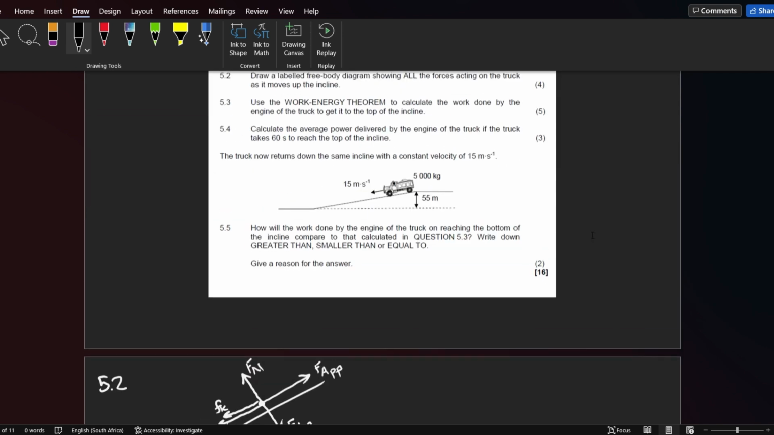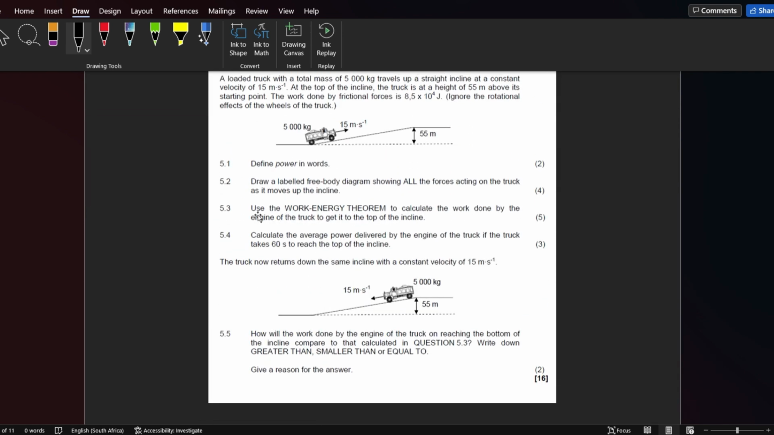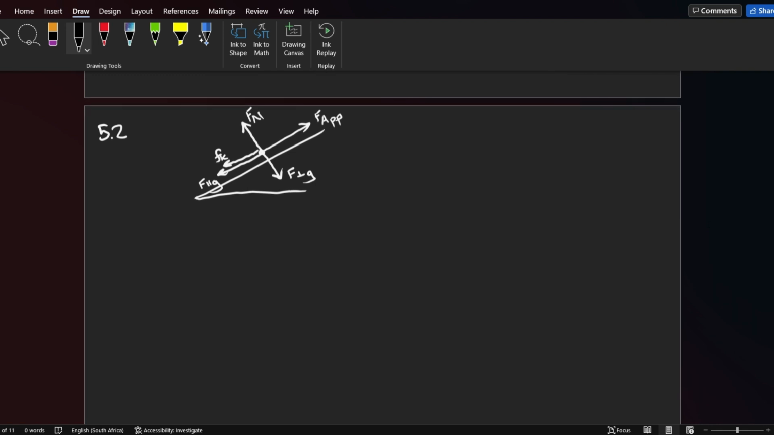Moving on to question 5.3. It states: use the work energy theorem to calculate the work done by the engine of the truck to get it to the top of the incline. Firstly, the work being done by the engine of the truck is the applied work, because the engine of the truck supplies the applied force, and they want us to use the work energy theorem. So we have to write down our work energy theorem and then make use of that to solve for the work being done by the engine of the truck.